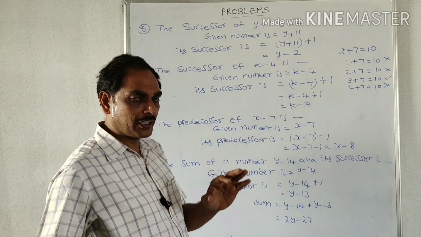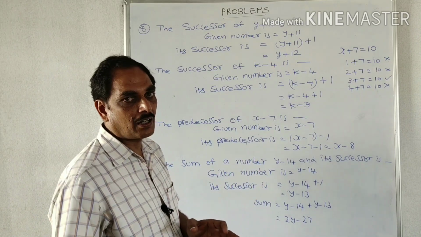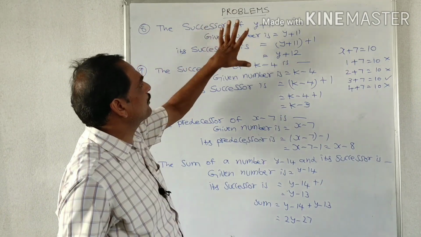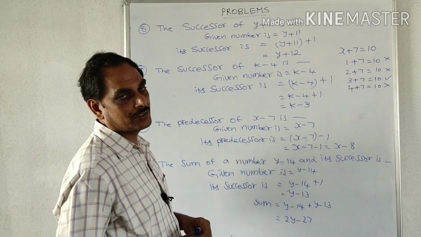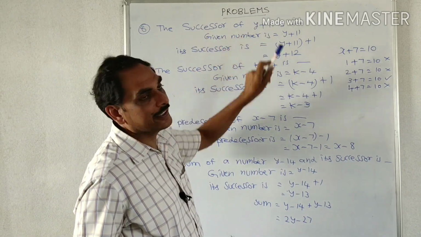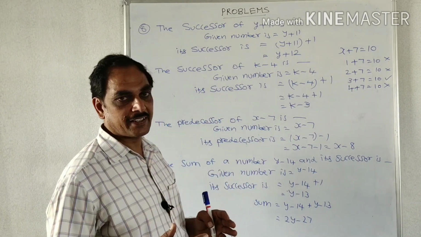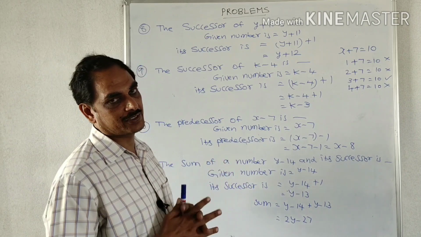So we can substitute any value in the place of x, whether it is right or wrong. Next, the given problem is the successor of y plus 11. Here y is a variable and 11 is a constant term. So in addition or subtraction of algebraic expressions, we add like terms.